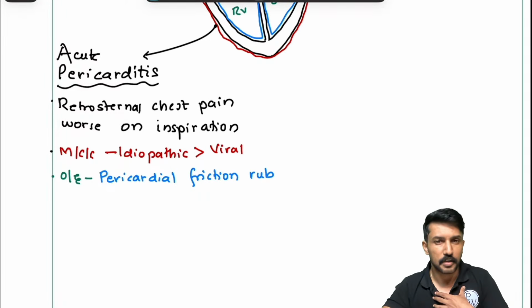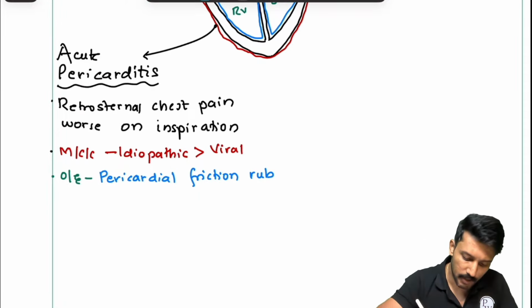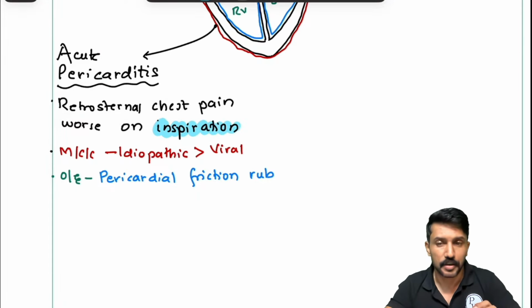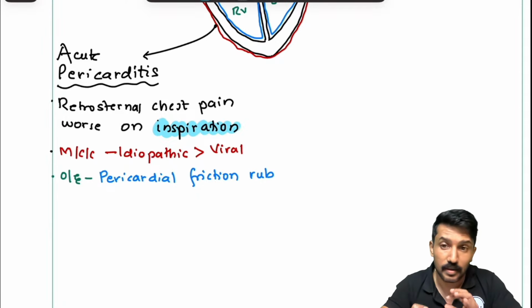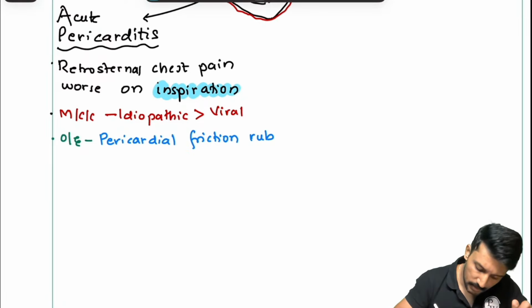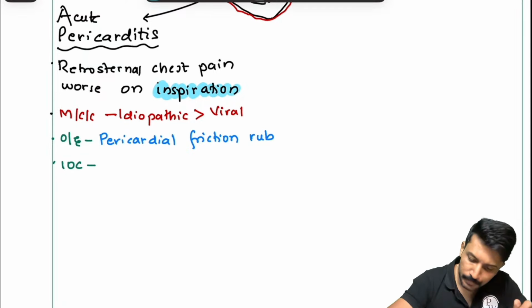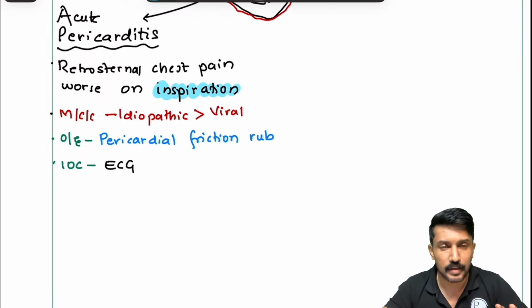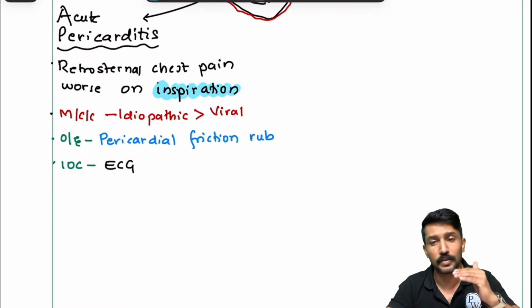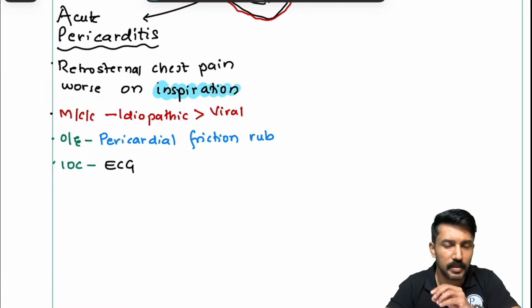So if someone presents with retrosternal chest pain which is worse on inspiration, and there is a pericardial friction rub on auscultation, we consider that this is possibly a case of acute pericarditis. Now for confirmation, I have to investigate. The investigation of choice is ECG. What are the findings we are going to get? In ECG there are 3 segments: the PR segment, the ST segment, and the TP segment. All the segments in acute pericarditis are disturbed. None of them are normal.